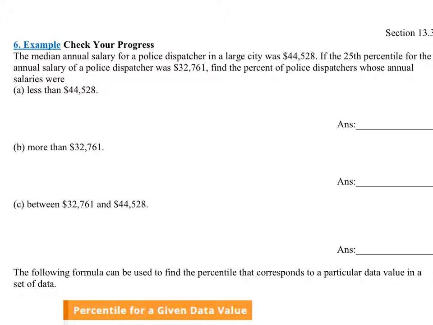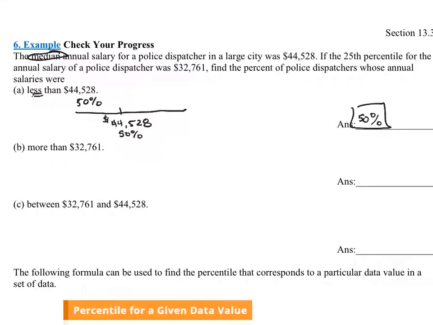So let's look at this information. Let's look at the first one. It says how many are less than 44,528. Well, 44,528 was the median. We know the median is dead center in the middle, so that's the 50th percentile. So that means 50% or below, so the answer there would be 50%.